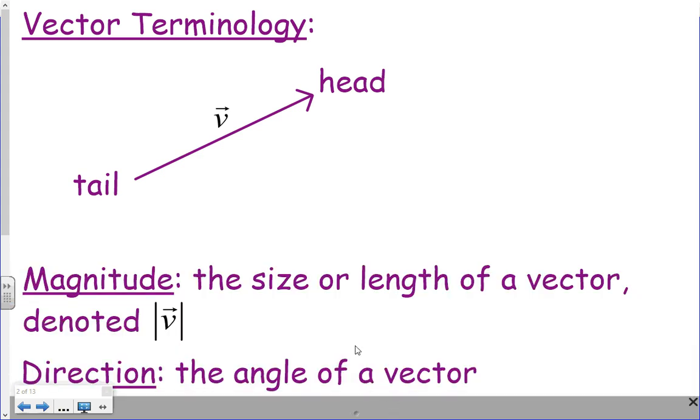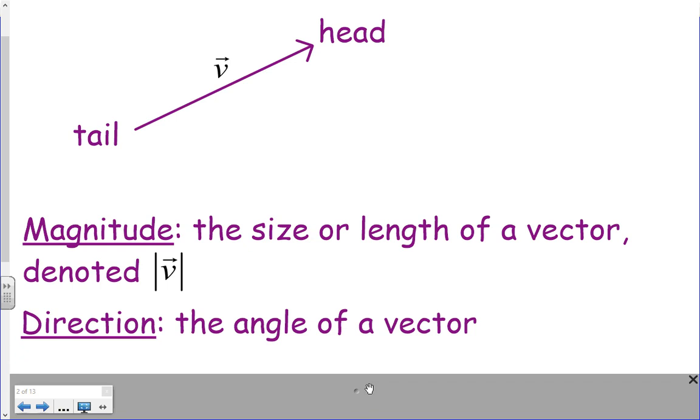All right, when you work with vectors, you have two components, two parts to that vector. A vector actually contains both a magnitude and a direction. The magnitude of your vector is defined as the size or the length of your vector, and we denote that using the absolute value. Again, without the absolute value, we're talking about the vector itself. With the absolute value, we're talking about how long that vector is, its magnitude.